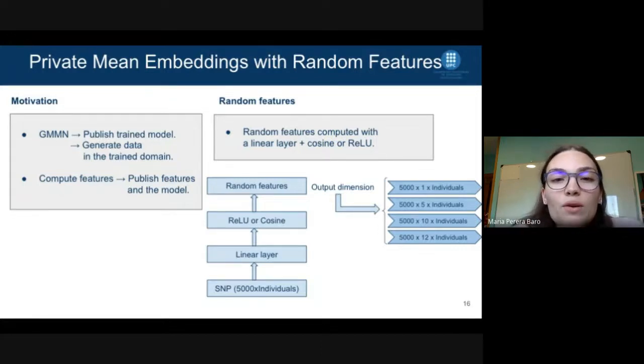So I compute random features with a linear layer and a cosine or a ReLU. And the network is not trained in order to be random. And the basic idea is that when the number of features tends to infinity, the features approximate the same space as some kernels. So I try different output sizes, in particular multiplying the input by 1, by 5, by 10, and by 12.